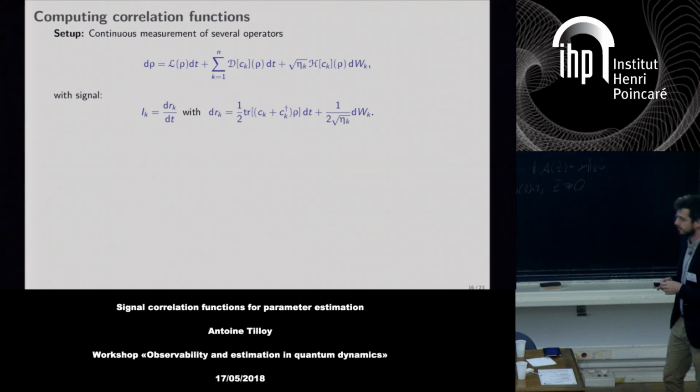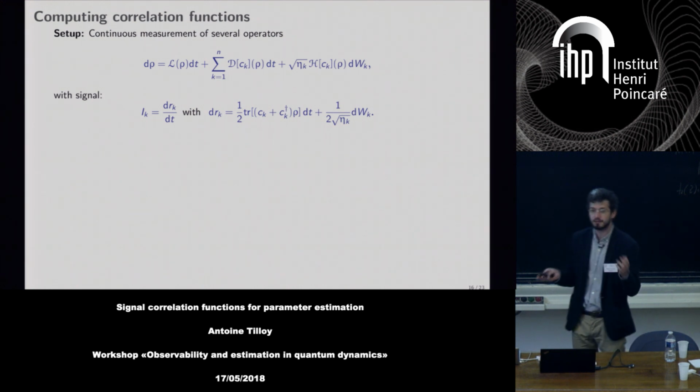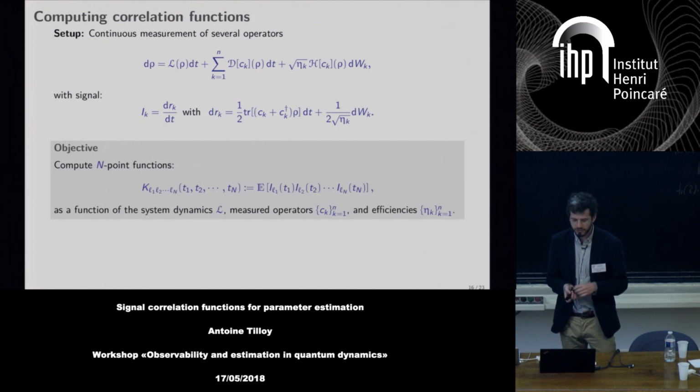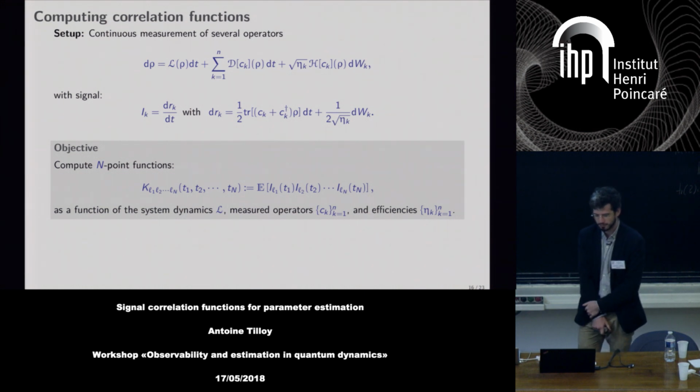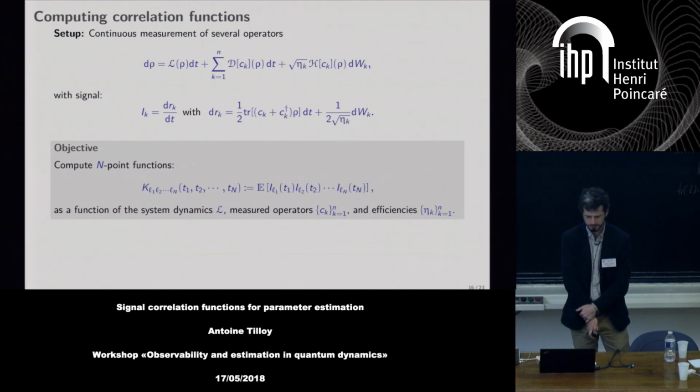So the setup I consider is you have some very generic continuous measurement. You have a system evolving with a Lindbladian that is given, plus the continuous measurement of n operators, and you have the n signals associated to this measurement. So this is a fairly general setup, and that could be generalized to something even more complicated. And then the objective is to compute this endpoint correlation function of the signal as a function of the system dynamics. Okay, if you can do that, then you can fit things. So yeah, as a function of the system dynamics, as a function of the operators you measure and the efficiencies, and I could add even as a function of the imperfections of your system.